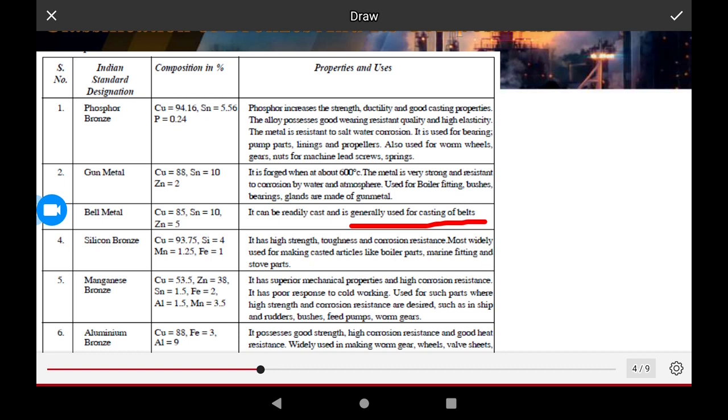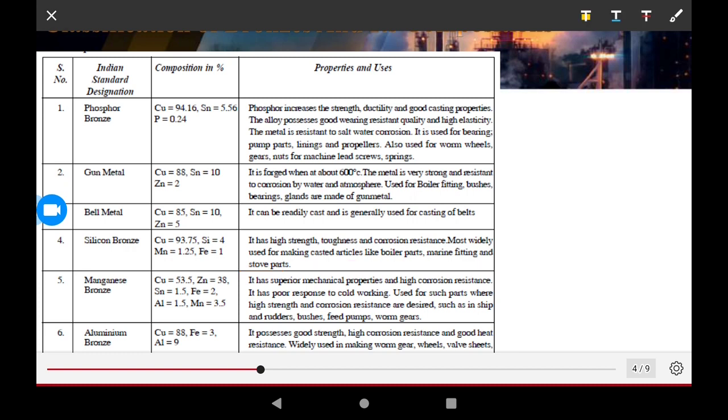The property of silicon bronze: it has high strength, toughness, and corrosion resistance. It is mostly used for making cast articles like boiler pots, marine fittings, and stove parts.